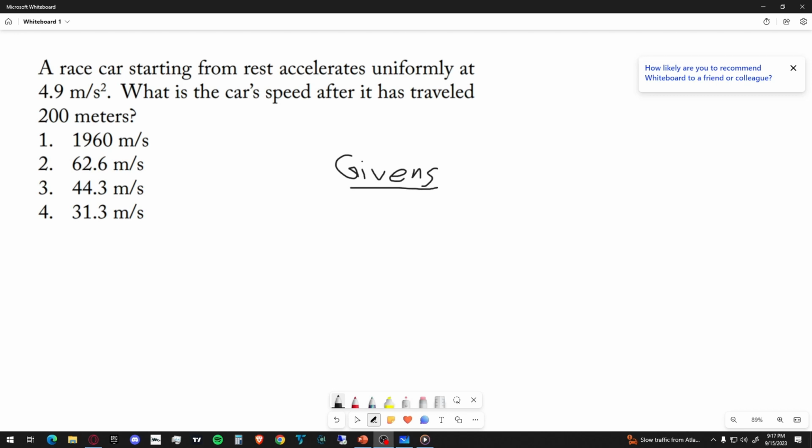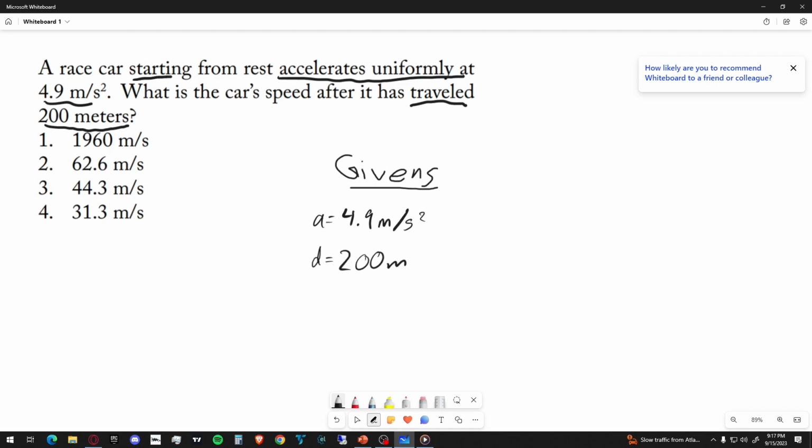Well, I know our acceleration. We're accelerating uniformly at 4.9 meters per second squared. Acceleration is equal to 4.9 meters per second squared. I know something else. It says it has traveled 200 meters. So I know my displacement is 200 meters.